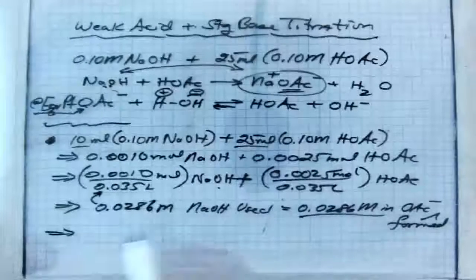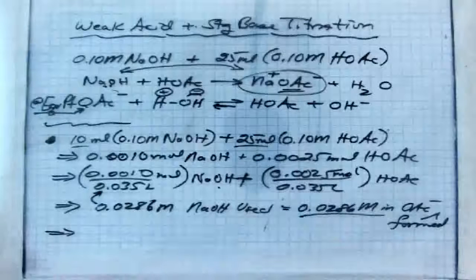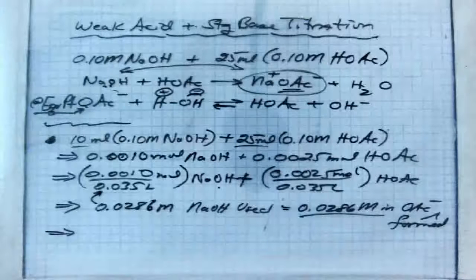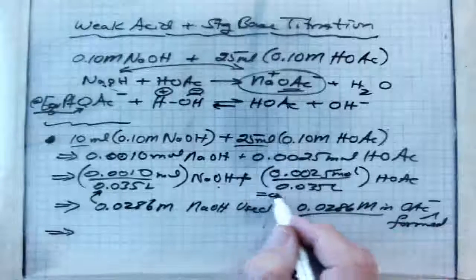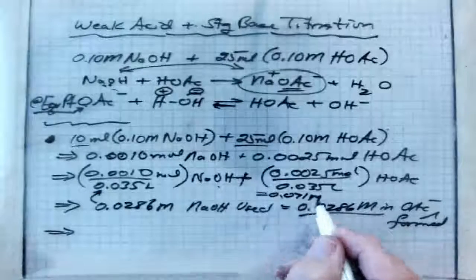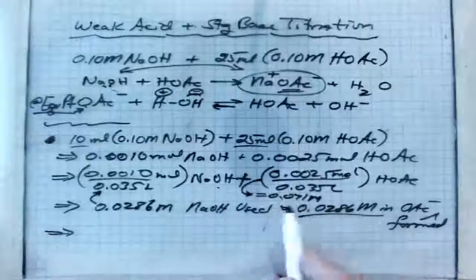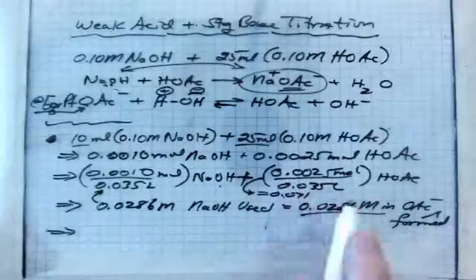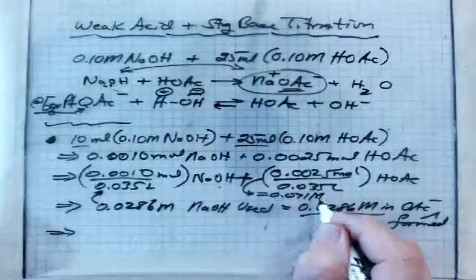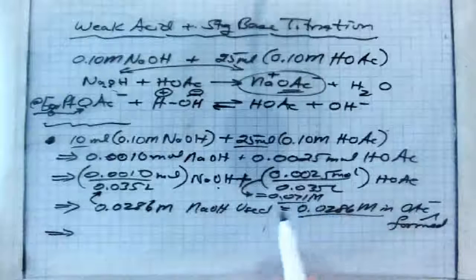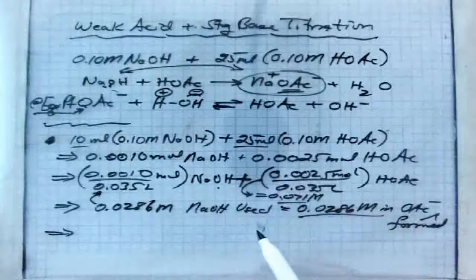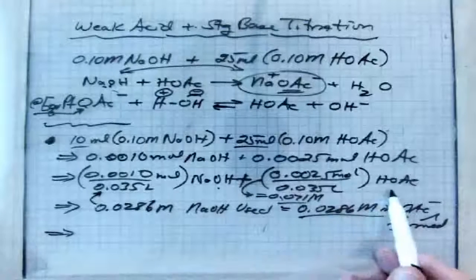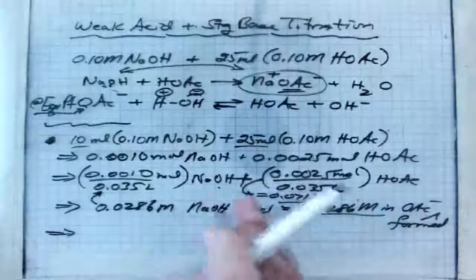And so now I can take 0.0025 divided by 0.035, and that's 0.071 molar in that one. If you read my scribble, 0.071. So in the HOAc, well, all of the NaOH is gone.